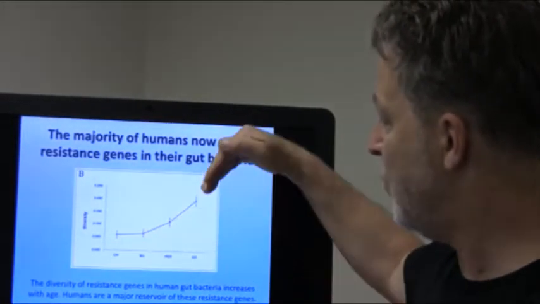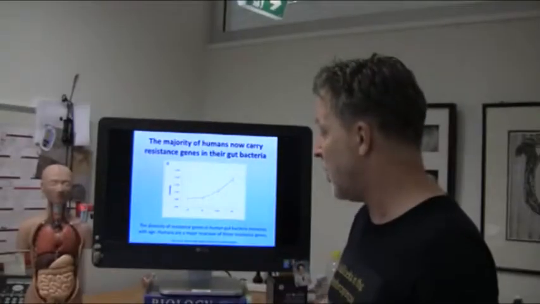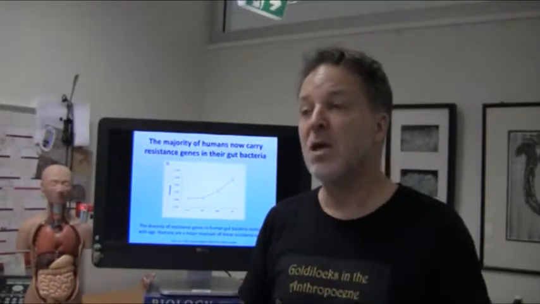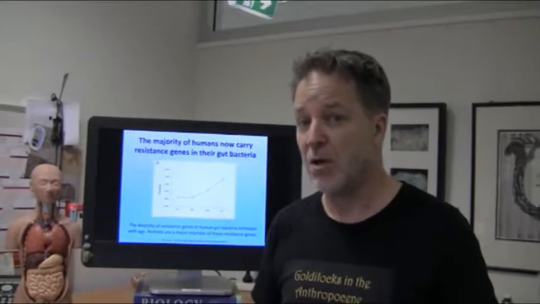And you can see as we become adults, we've got more and more resistance genes in our gut. Now what that means is that humans, and also our domestic animals, because we treat them with antibiotics as well, we all have this burden of antibiotic resistance genes in our gut flora. And of course all of that disappears down sewer pipes into the environment.